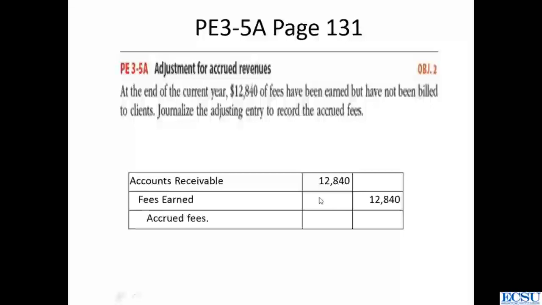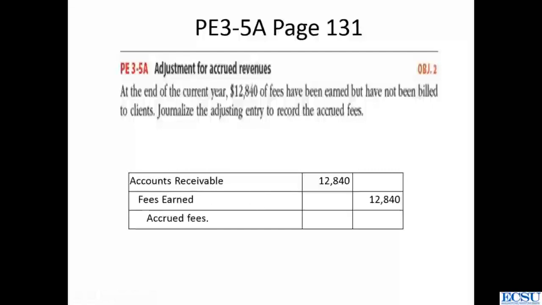Now, for example, supposing we have an exercise 35A on page 131, it says at the end of the current year, 12,840 of fees have been earned but not been billed to clients. Journalize the entry to record the accrued fees. So I have earned those 12,840, so therefore fees earned would be credited, and I will be debiting accounts receivable because I haven't received them, because I have not billed the clients. So unless I bill them, they won't be paying me the money. So if I receive the money instead of accounts receivable, I would be doing cash.